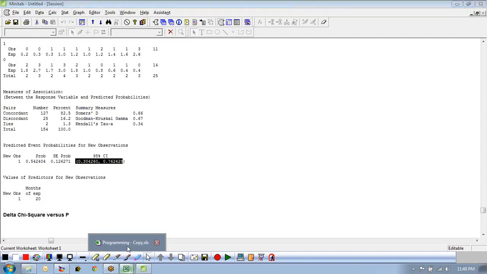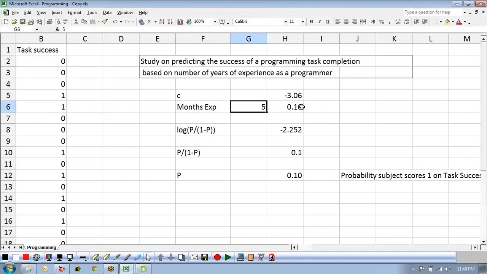And that's it. Let's check to see if we got that all right. It was 20 months, right? There it is, 54% probability. So all is right with the world. Math really does work. And that's it.